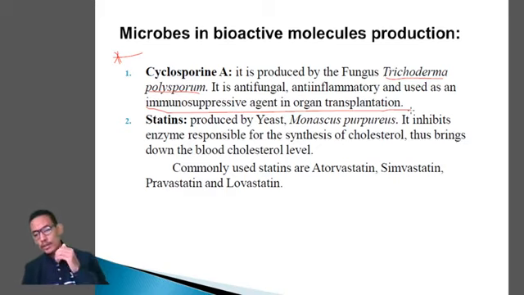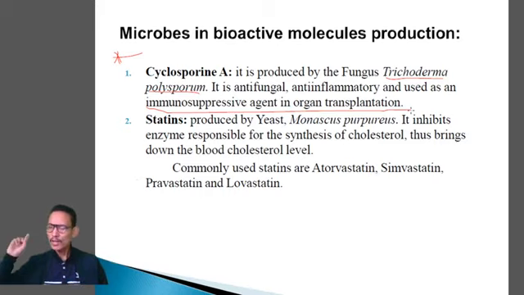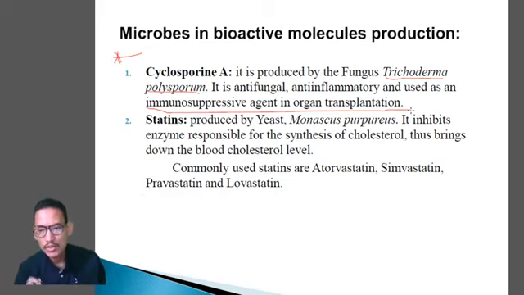So during organ transplantation, we have to suppress the immune system, and in order to suppress it, cyclosporin A is given. So the important role of cyclosporin A is that it is used as an immunosuppressive agent in organ transplantation. Clear? Next one, statins.